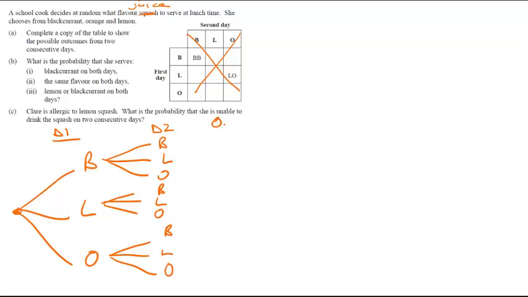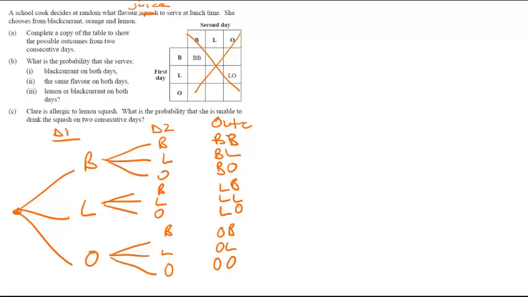So our outcomes are going to be blackcurrant, blackcurrant, blackcurrant, lemon, blackcurrant, orange, day 1, day 2. Or you can have lemon, blackcurrant, lemon, lemon, lemon, orange. Or you can have orange, blackcurrant, orange, lemon, orange, orange. So instead of doing a table, we did a tree diagram.